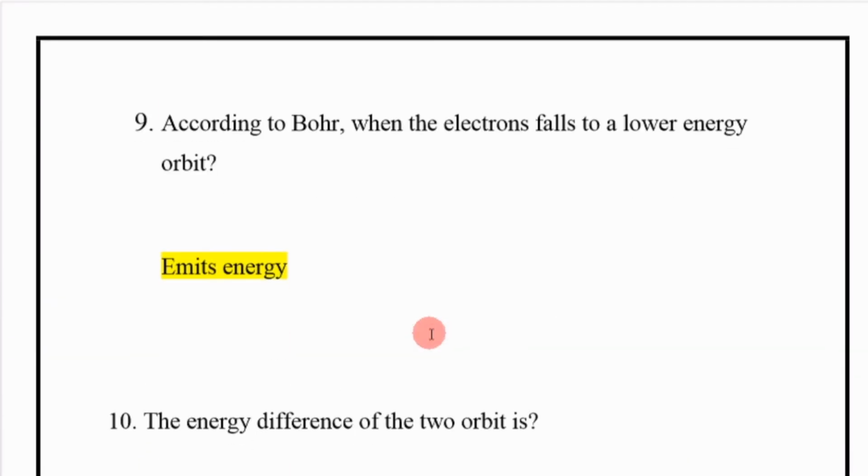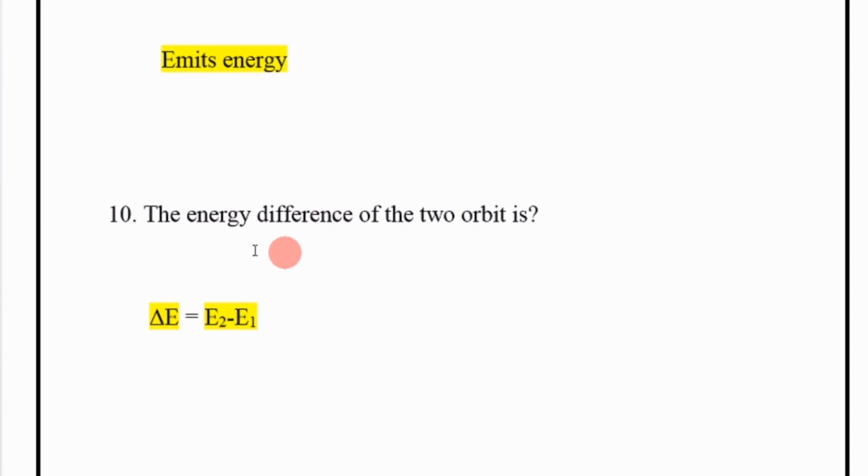Next, according to Bohr, when the electron falls to a lower energy orbit, it emits energy. Next, the energy difference of the two orbits is delta E equals E2 minus E1.